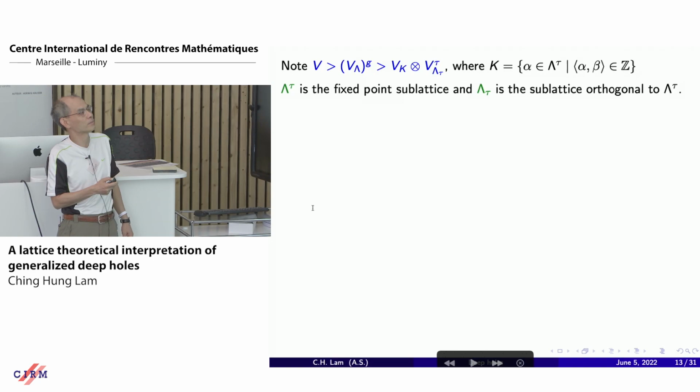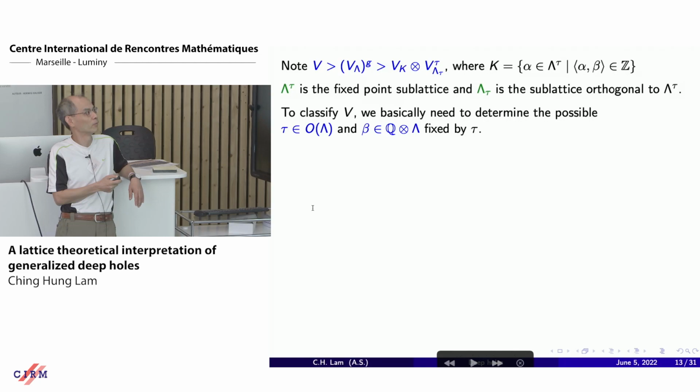One is the lattice part, which is this lattice. Basically the elements in the fixed point lattice such that alpha beta will be integer. And the other one is called the co-invariant lattice, which basically means the lattice orthogonal to the fixed point. So there are two parts: one is the fixed point lattice, one is the co-invariant lattice. And then there's something called beta you have to determine. So basically, you just have to determine what kind of tau is possible, and given the tau, what will be the beta?